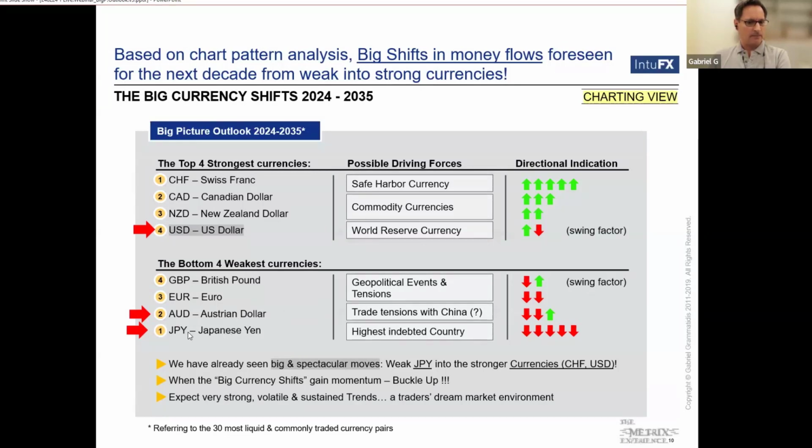And the weakest of all of them, well, the Japanese yen. I'm not referring here to fundamentals or my own opinion. I'm just looking at the charts, right? That's a charting view. I'm looking at the patterns. And the yen is by far, that's why it has 5 arrows down, the weakest currency of all. And the Swissy, by far, is the strongest currency of all, right? So that is strange, right? A safe harbor currency is top, and the highly indebted is bottom. Well, maybe it has something to do with each other, right?